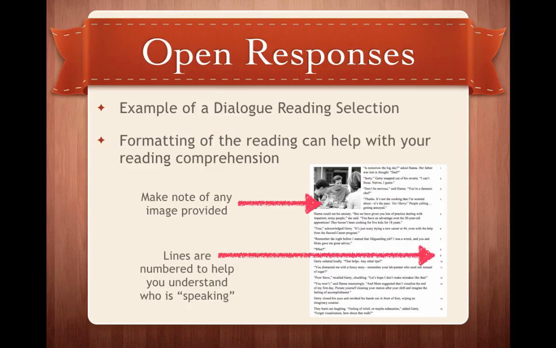So this here is an example of a dialogue reading selection. A really good tip to help you with reading comprehension is to make note of the formatting of the reading. So if there's an image, pay attention. What exactly is it? It's going to help you understand the story. And then on the side there, you'll notice that the lines are numbered to help you understand who is speaking.